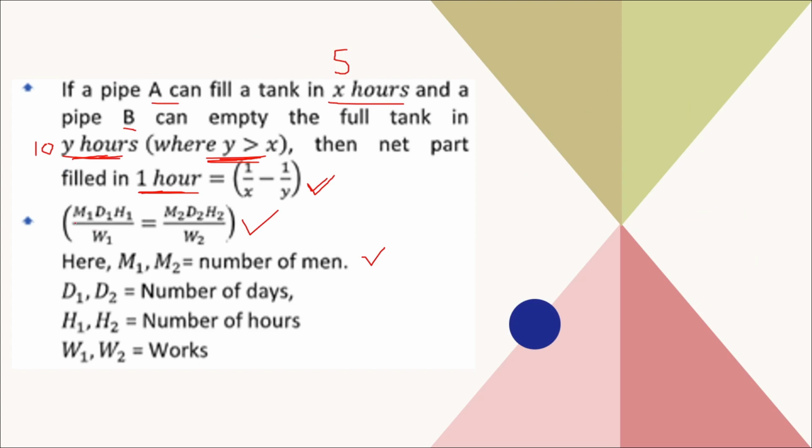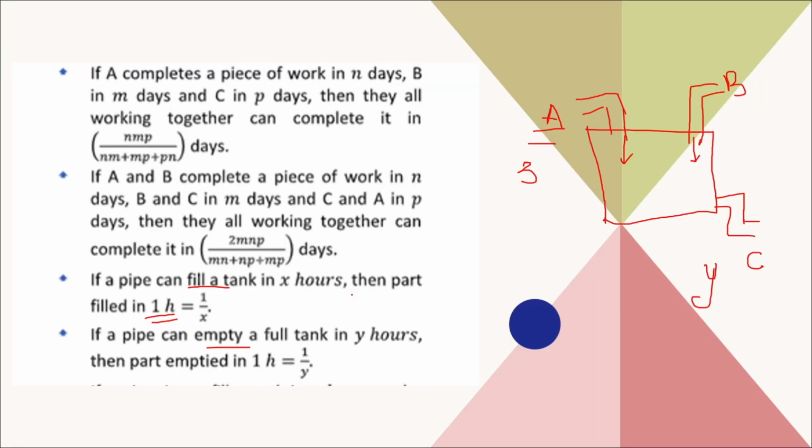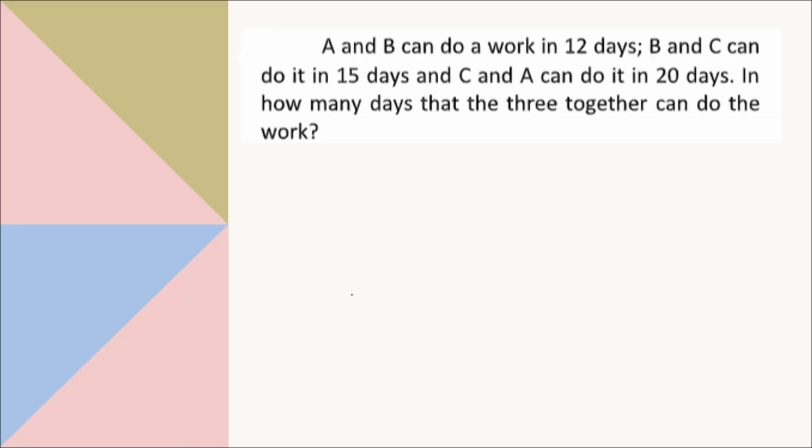So here what are they saying? M1 D1 H1 upon W1 is equal to M2 D2 H2 upon W2. Okay, so these are the formulas which you have to remember. Right? Okay. So then we have seen the formulas. Then we can solve one example.